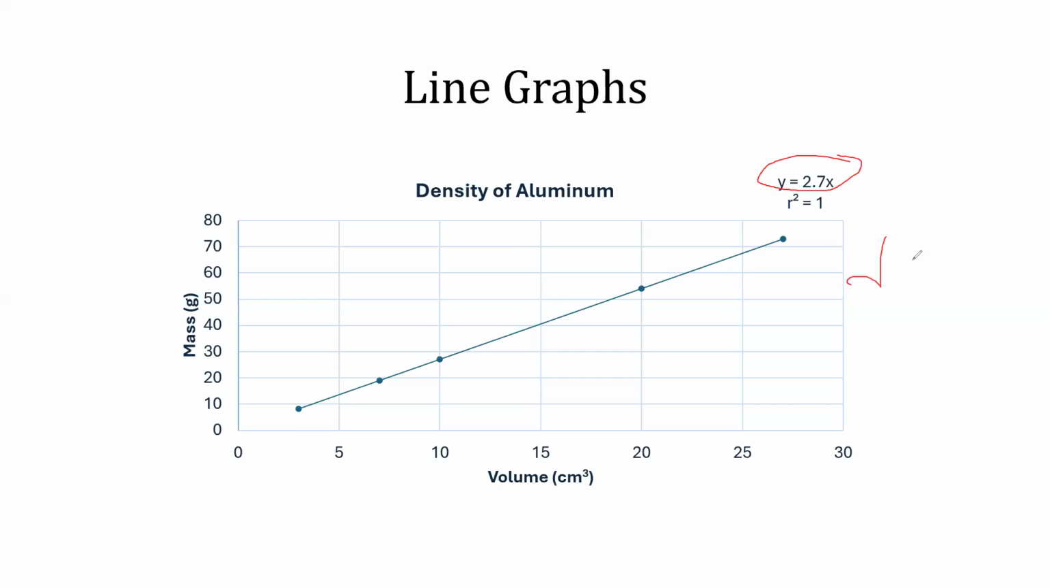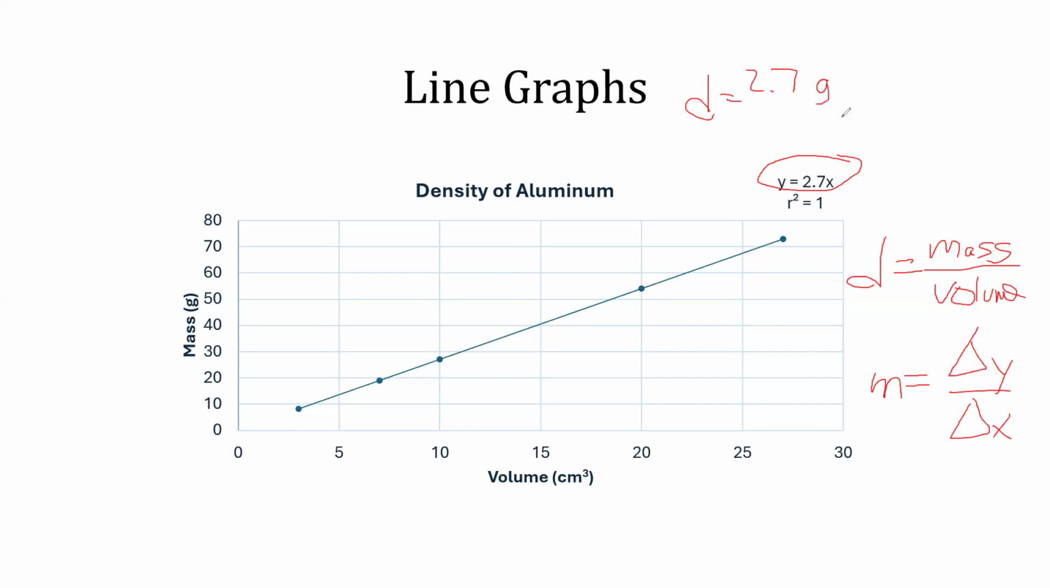Density is defined as mass over volume. So with slope equaling m, the change in y over the change in x, the density of aluminum is 2.7 grams per cubic centimeter.